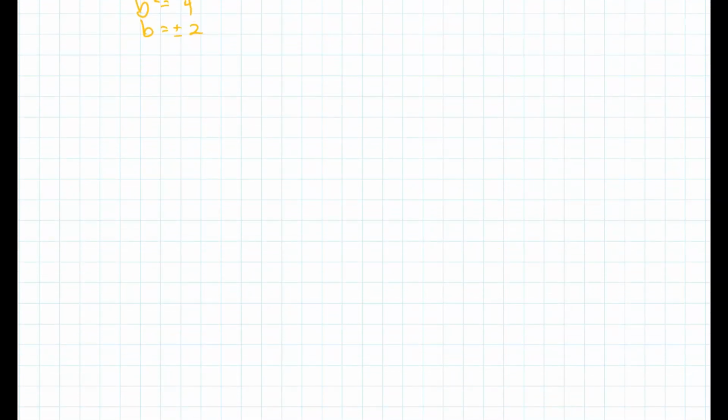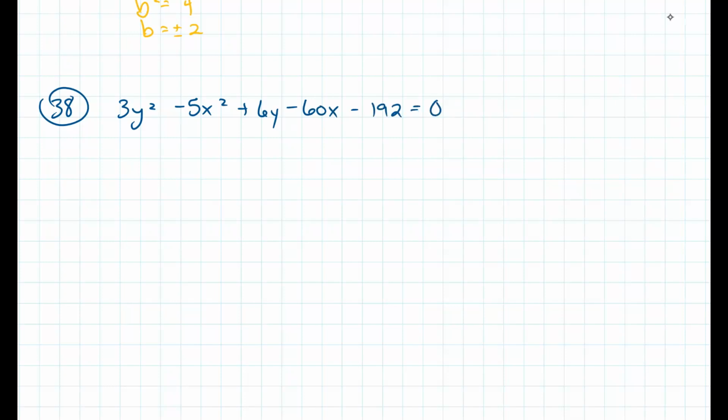All right, let's do number 38. Let's crank these out, right, my friends? Okay, number 38, slightly harder, but still a good idea. We get here 3y squared minus 5x squared plus 6y minus 60x minus 192 is equal to 0. Okay, let's group our variables together. I'm going to put the y first because it has the positive coefficient. So I go here 3y squared plus 6y, and then I'm going to go a negative 5x squared minus 60x, and then I'm going to move my constant over.